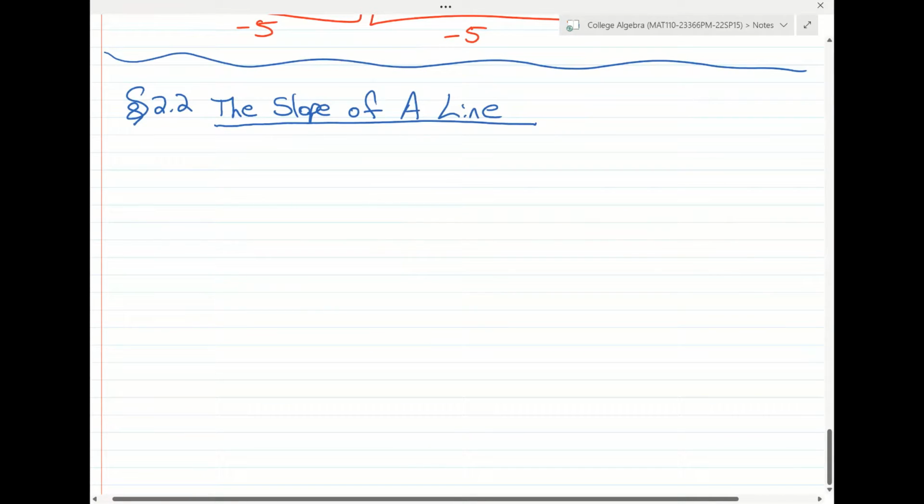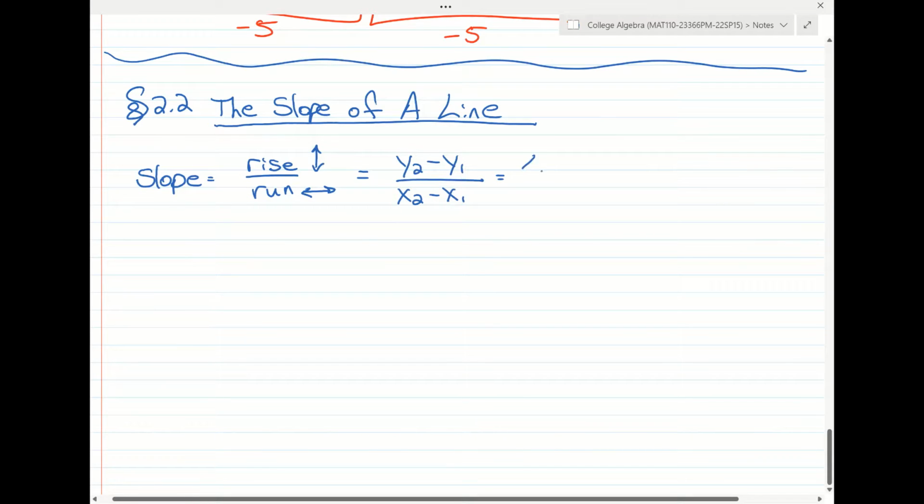Now, slope by itself has a few different definitions. One of the definitions for slope that you might have heard of is rise over run. When we say rise, that means going up and down. Run means we go left and right. The formula for slope is y2 minus y1 over x2 minus x1. Another way to think about that is just the change in the y over the change in the x.